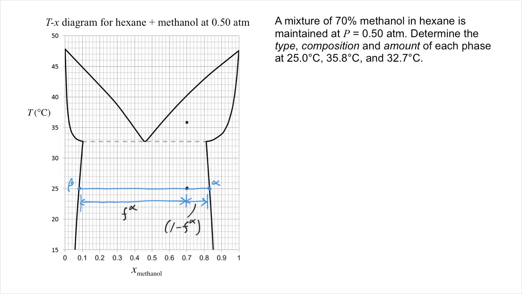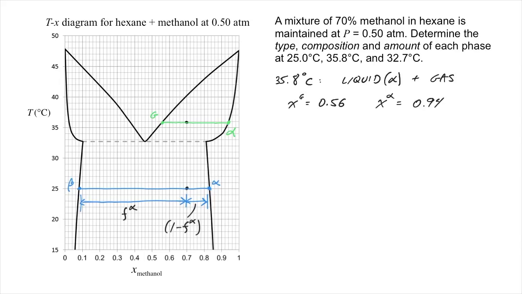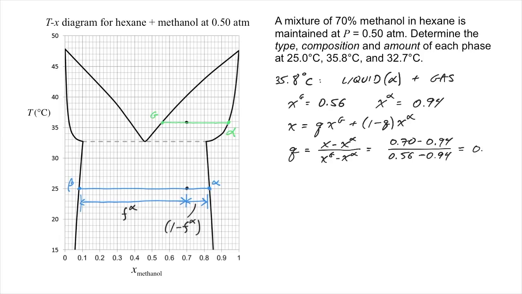Next, consider T equals 35.8 degrees C, which is above the heteroazeotrope. This point sits in the middle of the two-phase gas-liquid region. Drawing a tie line, we see that we'll have a methanol-rich liquid, alpha, with x equals 0.94, and a gas with x equals 0.56. Once again defining the quality as the fraction of total moles that are in the gas phase, we can re-express this quality in terms of the mole fraction of methanol in the system and the two individual phases. Plugging in numbers, we find that 63% of the total system moles will be in the gas, while 37% will be in the liquid phase alpha.